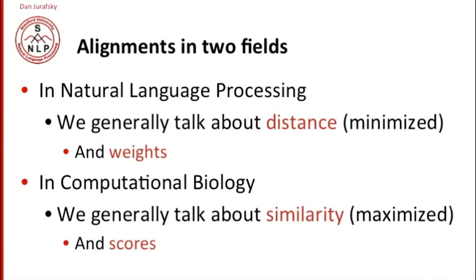In general, in natural language processing, we talk about distance, so string edit distance and minimum edit distance. So we're minimizing distance and we're computing weights for things. In computational biology, we're talking about similarity, so we're maximizing similarity. We're asking how similar two things are, so we're trying to maximize something, and we generally talk about scores rather than weights.